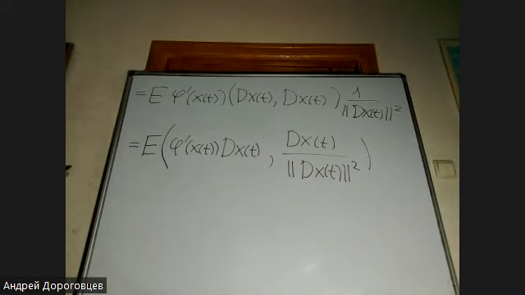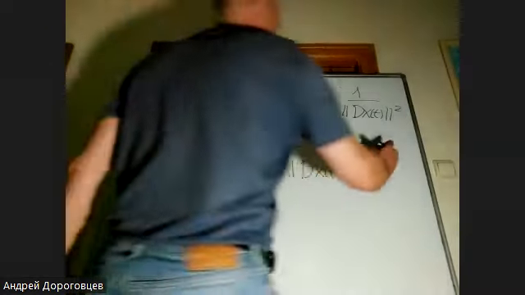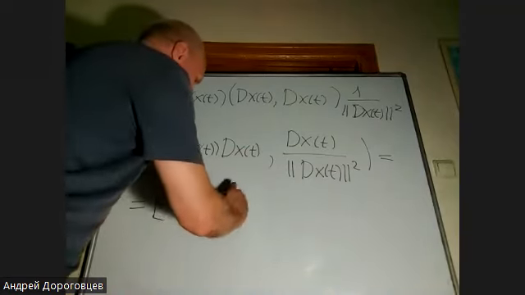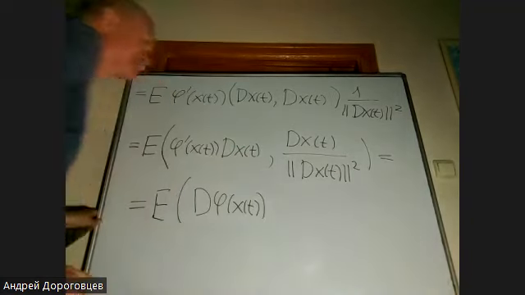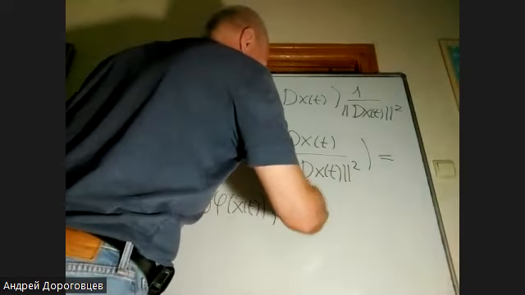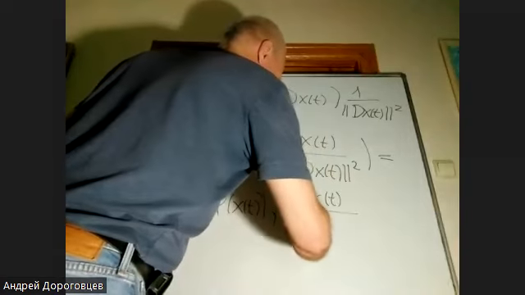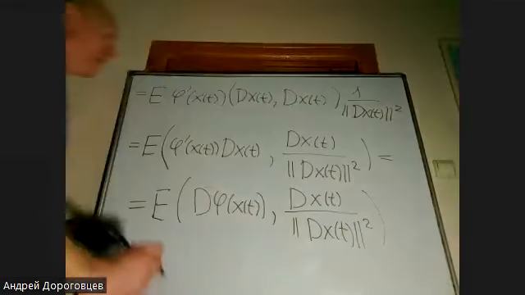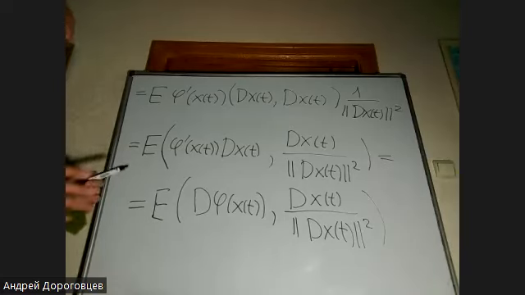Now it's time to recall that the stochastic derivative has a lot of good properties. So it satisfies the chain rule, and this expression can be rewritten as the expectation of the stochastic derivative of phi of xt multiplied by dxt over the norm of dxt square, and finally we get an expression which looks like the expression from the definition of the extended stochastic integral.